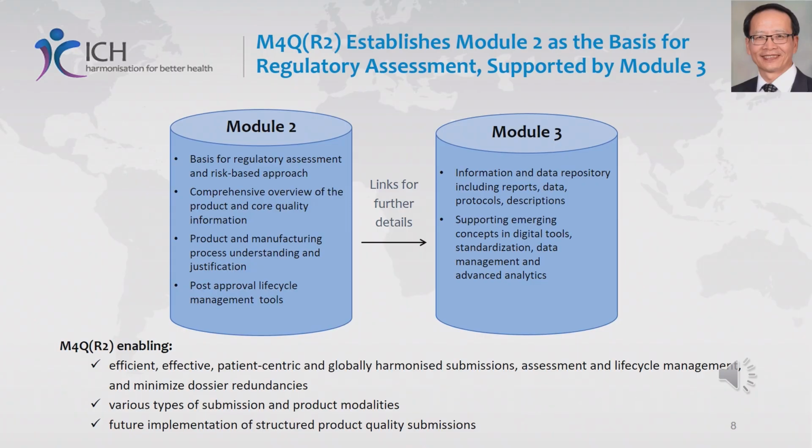Specifically, Module 2 provides a comprehensive overview of a product and core quality information that regulators need for decision making. It includes the product and manufacturing process understanding and justification, serving as a foundation for post-approval lifecycle management. Module 3 remains the information or data repository, but it is clearly positioned as supporting Module 2. This supporting role includes emerging concepts in digital tools, standardization, data management, and advanced analytics.